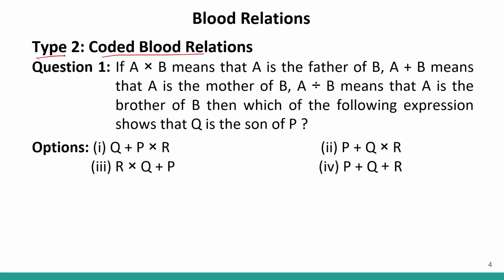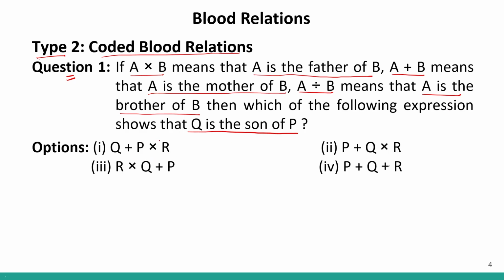Type 2, coded blood relations. So coding, decoding plus blood relations. Let us look at this question. Question number 1 says A into B means A is the father of B. So it is coded like this. A plus B means A is the mother of B. A divided B means A is the brother of B. Then which of the following expressions shows that Q is the son of P?